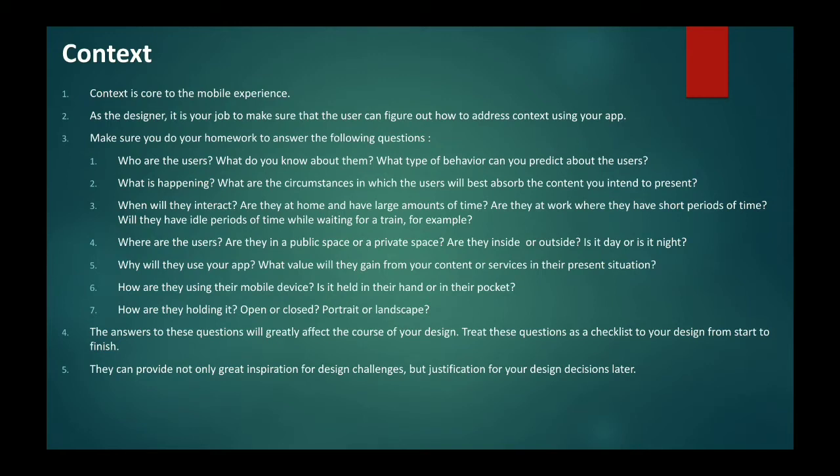When will they interact? Are they at home and have a large amount of time, or are they at work where they have a very short period of time? You need to consider this timing constraint also. Where are the users? Are they in a public space or a private space? Are they inside or outside? Is it day or is it night? You need to think at this micro level also.